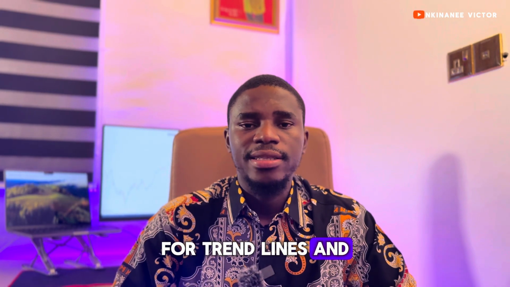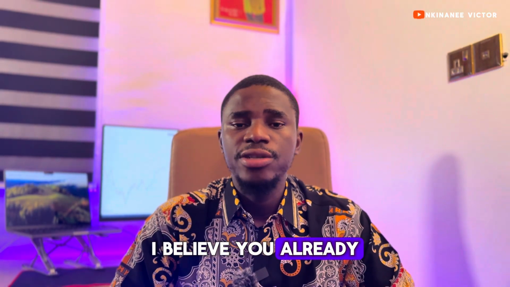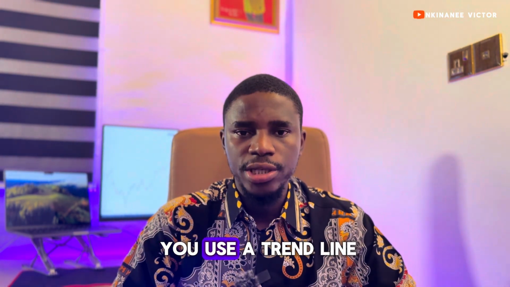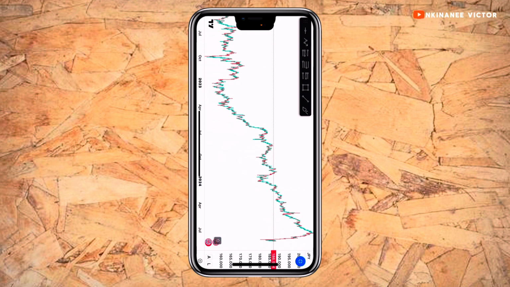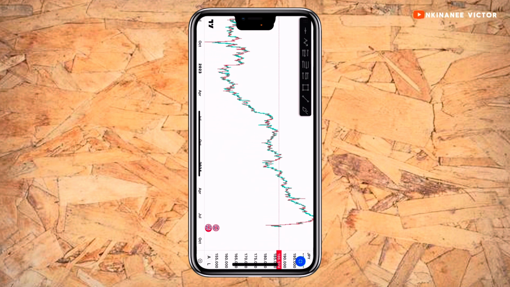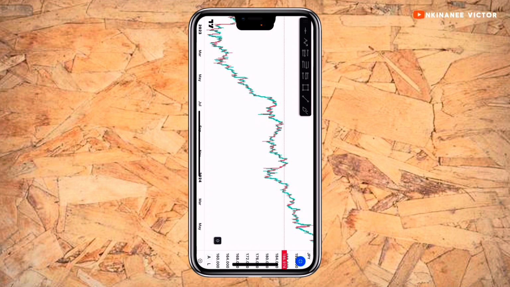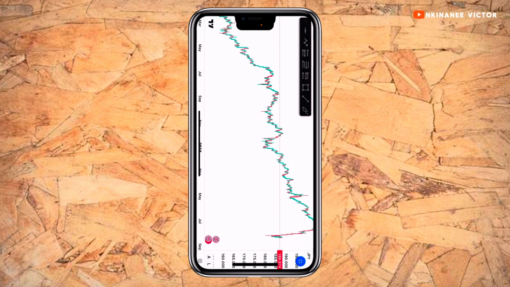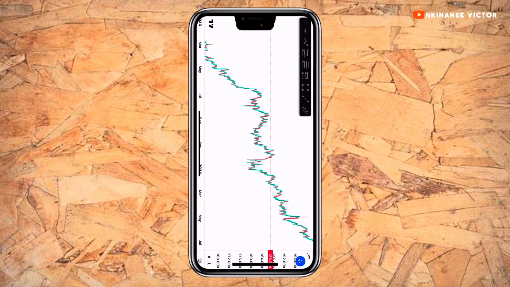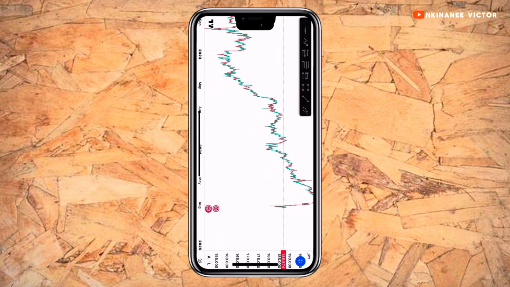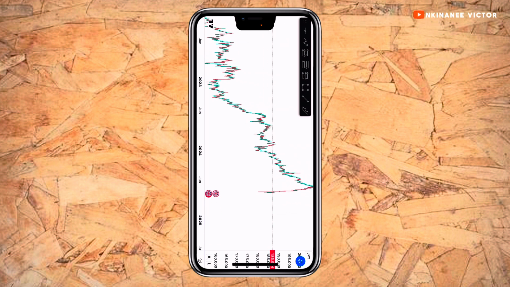For trend lines and trend channels, I believe you already know what trend lines are, but when and how you use a trend line. Trend lines are used mostly when the market is trending. When the market is trending, we mean either the market is in an uptrend or a downtrend like this. Unlike support and resistance, which they use when the market is consolidating. So like this, you can see this market is in an uptrend.